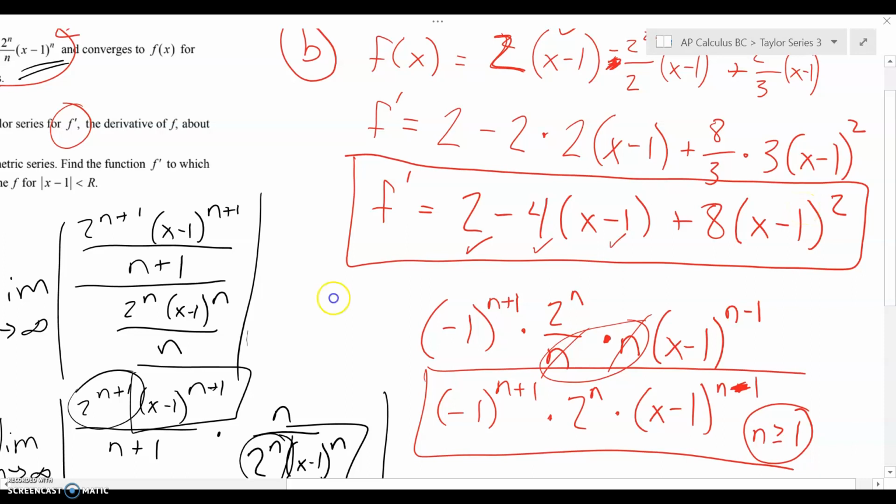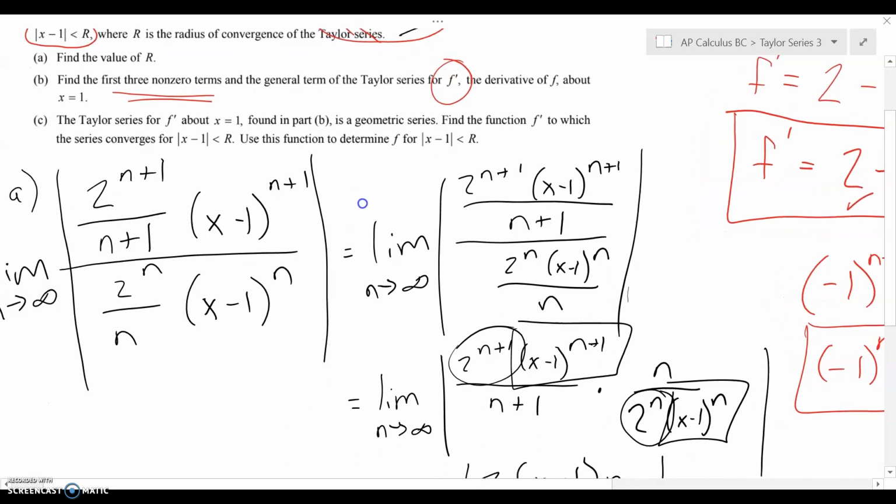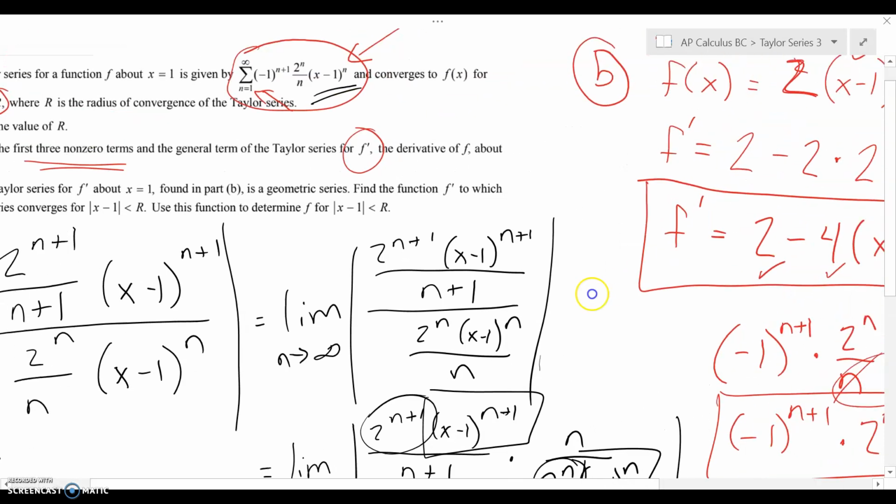So there's part A, there's part B, and now we're looking for a Taylor series for f prime about x equals 1 that we found in part B, and they're saying it's a geometric series. So they're helping us see that. Find the function f prime to which the series converges for the radius of convergence, so we only can look where it's defined as convergent, and then use this function to determine f for x minus 1. So that's a lot going on in that one. So let's kind of take it apart piece by piece.